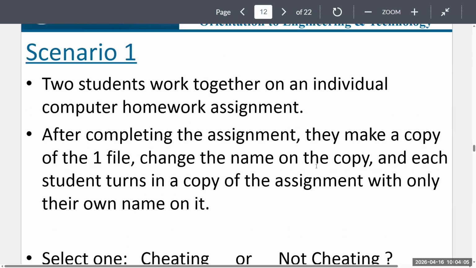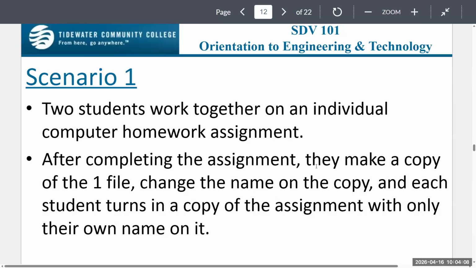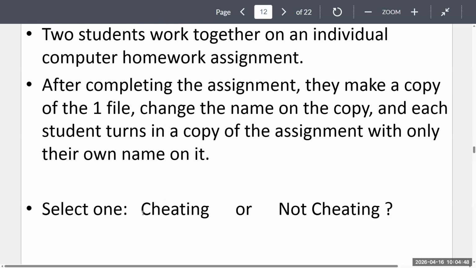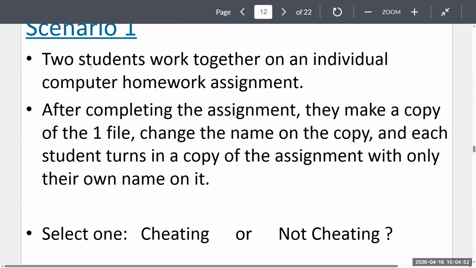So here are some things to think about. These are some case studies or scenarios. Two students work together on an individual computer homework assignment. Notice it says individual. After completing the assignment, they make a copy of the one file, change the name on the copy, and each student turns in a copy with only their own name on it. So here's the key: they worked together on an individual assignment. This would be considered cheating because you're not supposed to work together on an individual assignment.